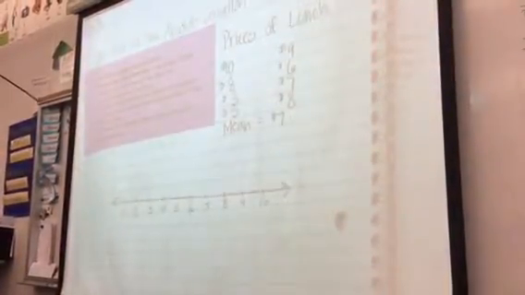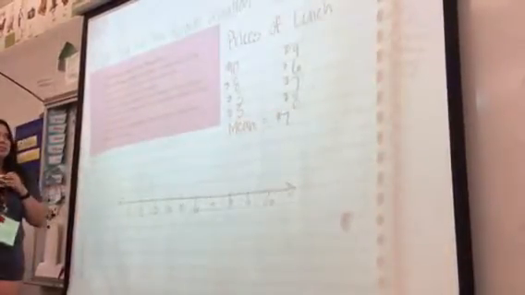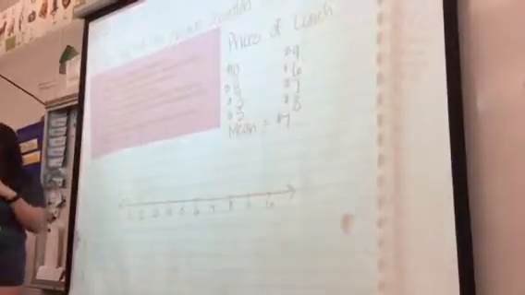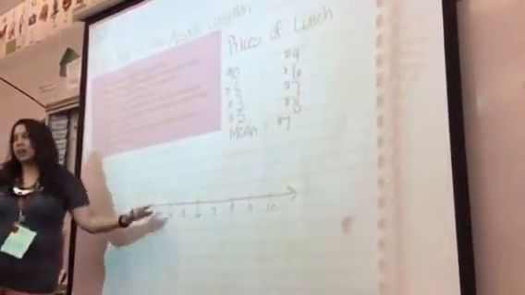Step 3 and 4, they kind of start combining. It sounds a little bit more complicated than what it really is. It's not bad at all. So step 3, you're going to count the distance between each piece of data and the mean. And then step 4, you're going to add up the distances, then divide by the total pieces of data.